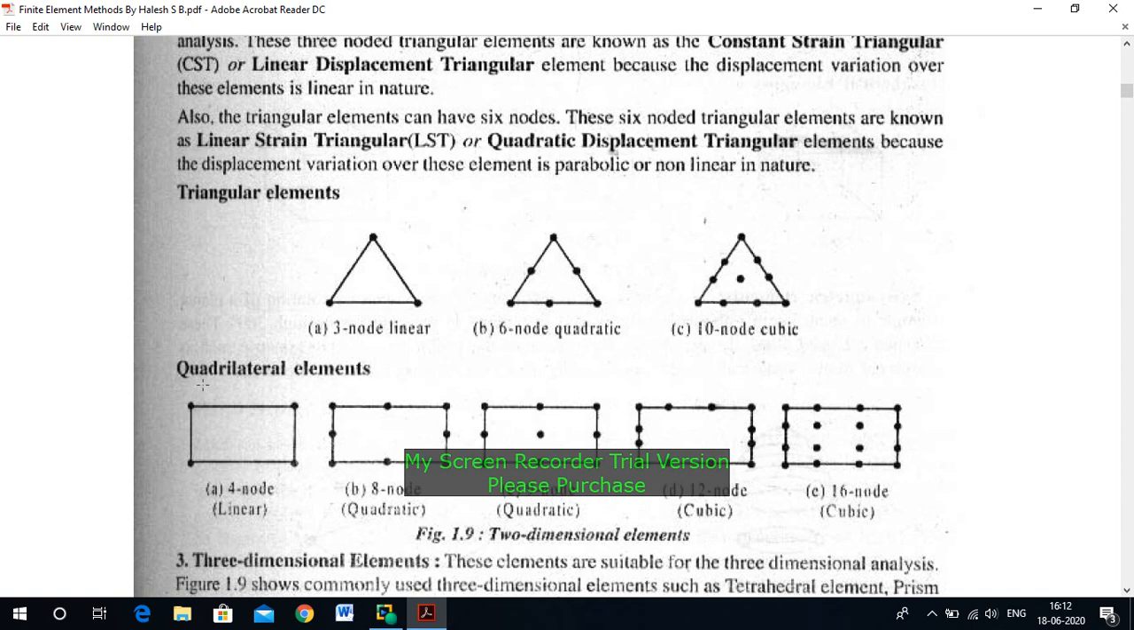And the second example for a 2D element is the quadrilateral element. Why is it called a quadrilateral element? It consists of 4 nodes. The 4 noded quadrilateral element is linear in nature. In this figure it consists of 8 nodes, hence it is called an 8 noded quadrilateral element. In this figure it consists of 9 nodes, so it is called a 9 noded quadrilateral element. In this figure it consists of a total of 12 nodes, so it is called a 12 noded cubic element. And this one is called a 6 noded cubic element.